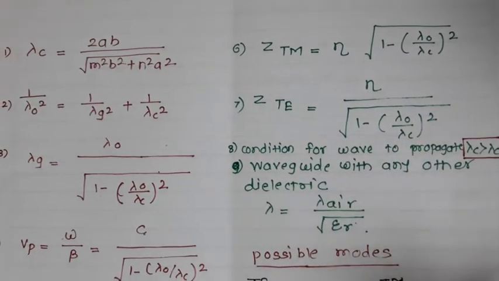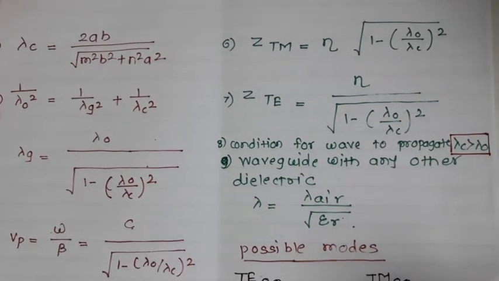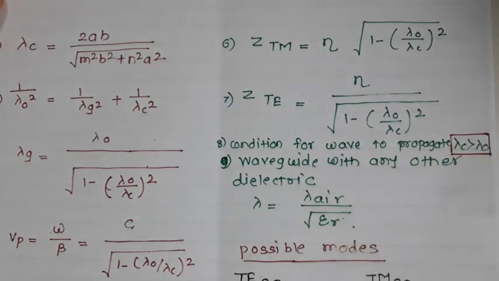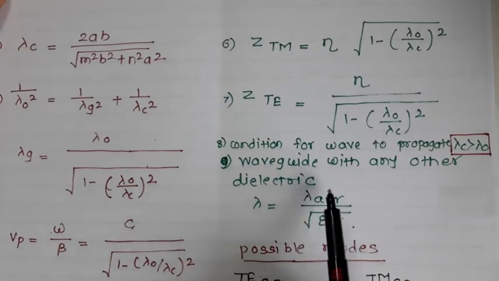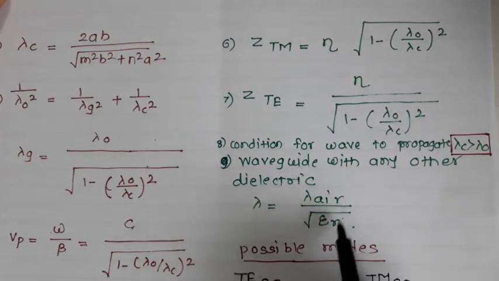Now there is one important condition for when the wave will propagate through the medium. The condition for wave propagation is that lambda c must be greater than lambda 0. If this condition is not met, the wave will not propagate. Till now we have considered air as the dielectric, but what will happen if the waveguide uses another dielectric? In that case you can calculate lambda as lambda air divided by the square root of epsilon r, the dielectric constant of the medium which you are using.